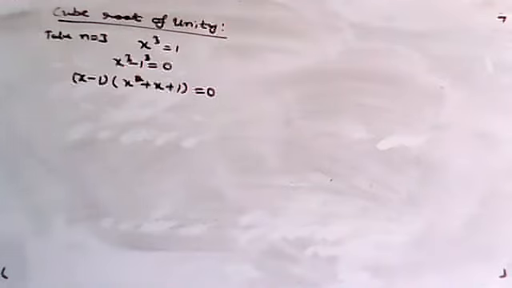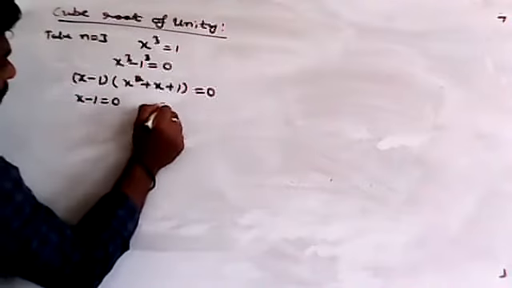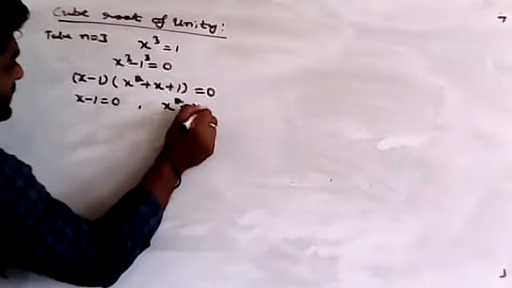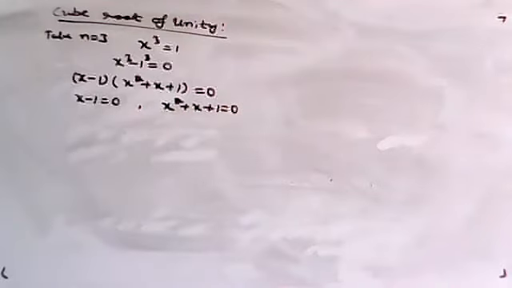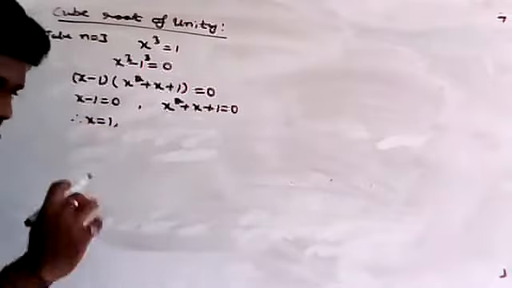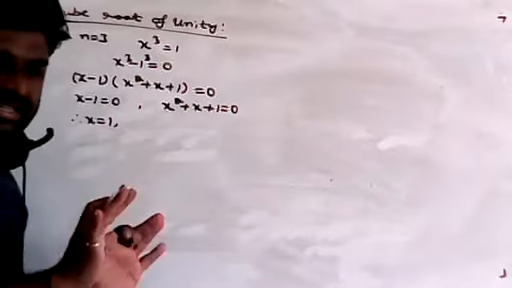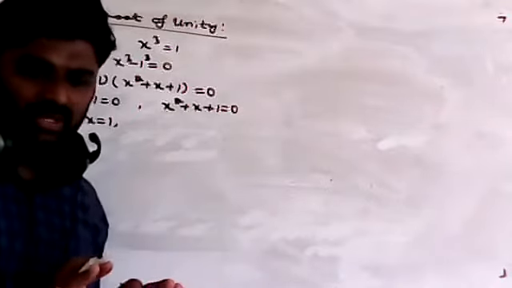Okay. Next, equate this one. X minus 1 equal to 0 and x square plus x plus 1 equal to 0. Correct? Okay. So from this one, it is clear that x equal to 1 we will get. Correct? Now here we have to solve. How do we solve this one? We can't apply the factorization method in this. Correct or not? We can't apply.